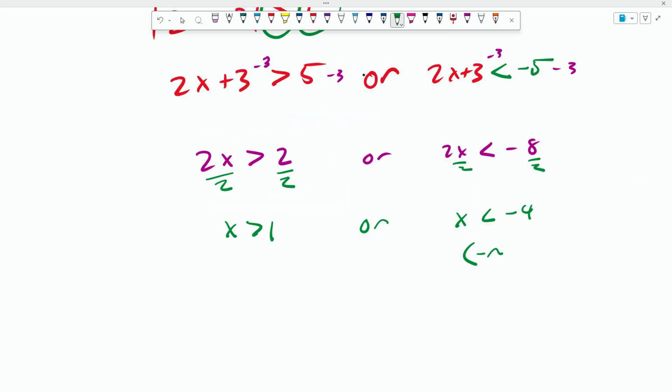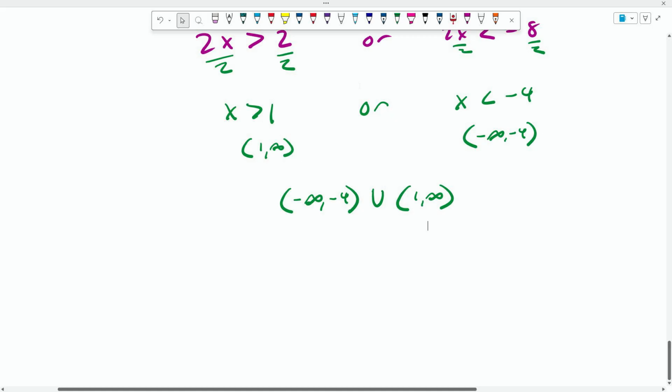So -3 to -4. 1 to infinity. So that's the solution set in interval notation, and then the graph would be.